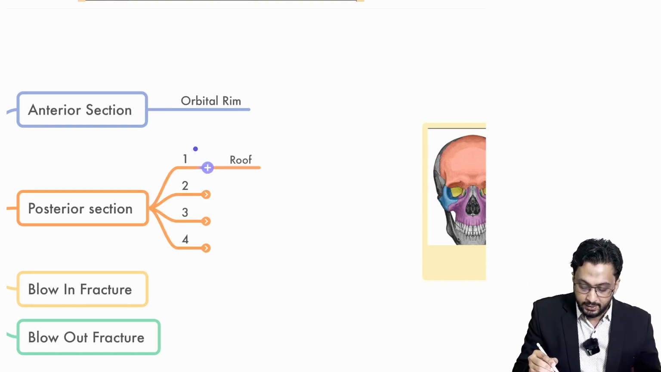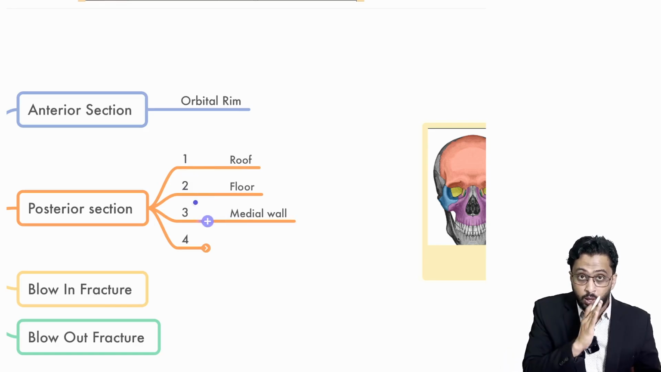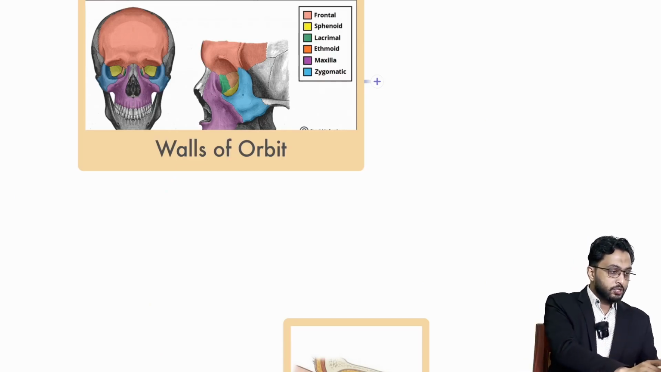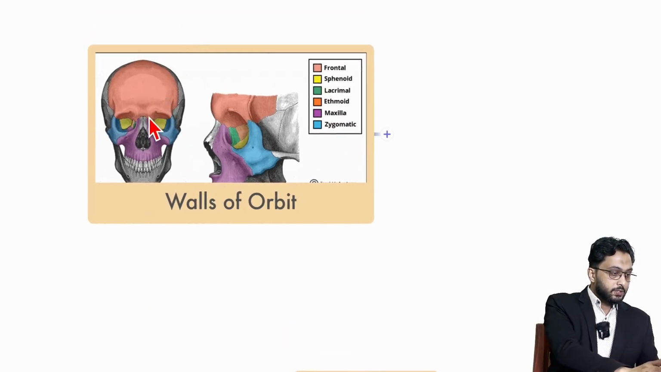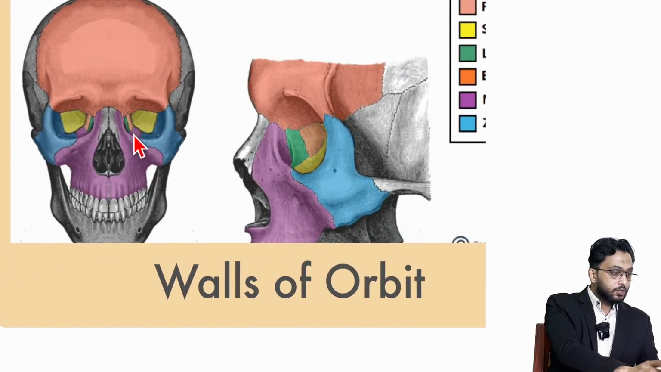So four parts are there. One is the roof, then you have got the floor, the medial wall, and understandably the lateral wall. If you come to the image here, this is the orbital rim. I'll zoom in a little bit more. This is the orbital rim, and if you go inside, that's the posterior fracture.